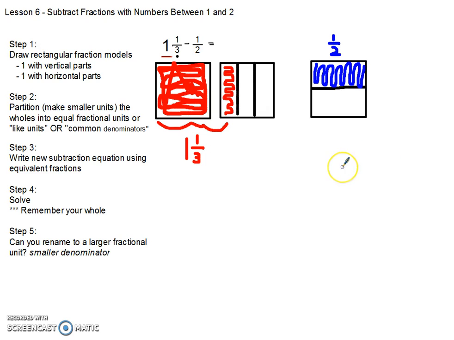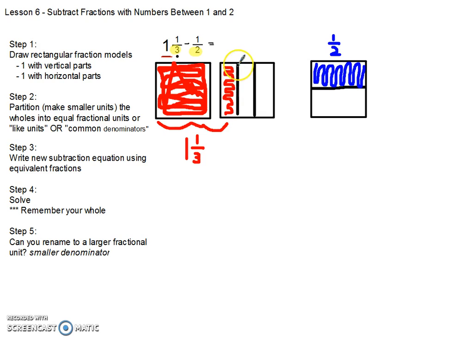Okay. Next, we're going to partition our units into equal fractional parts, or like denominators, because right now we have thirds and halves, and we need to make sure that those are like before we subtract them, because those are not equal sized parts. The way that we do that stays the same as what we have been doing before, except now whatever we do with these two, we also do with our whole.